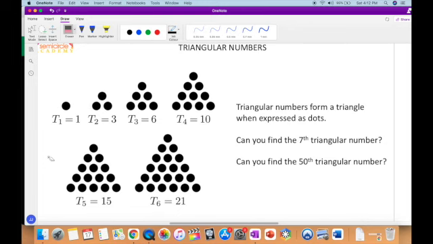Soraya and Caitlin, you guys are supposed to be able to find out what the 7th or the 50th triangular number is, right? But I ain't gonna ask earlier, so don't worry. Let me hear when you're done it.